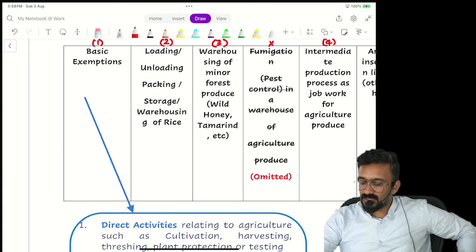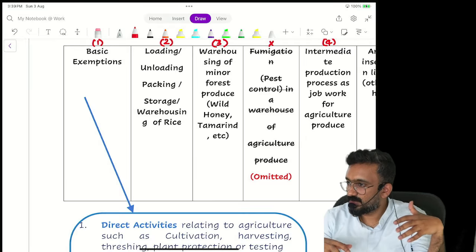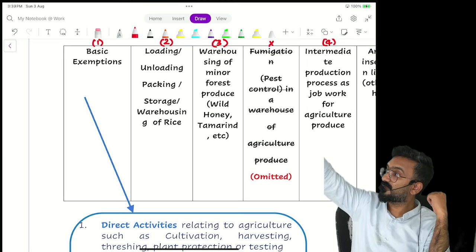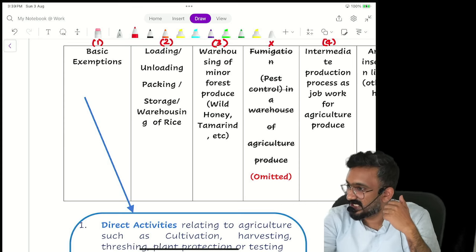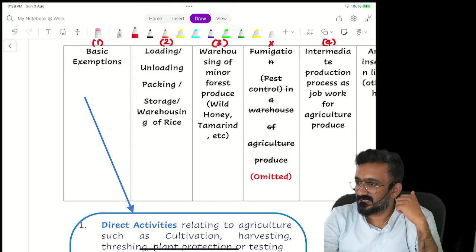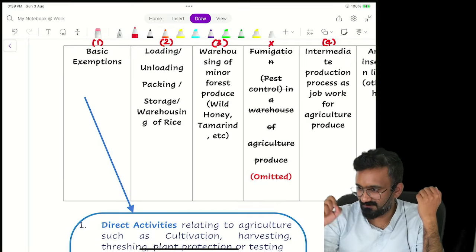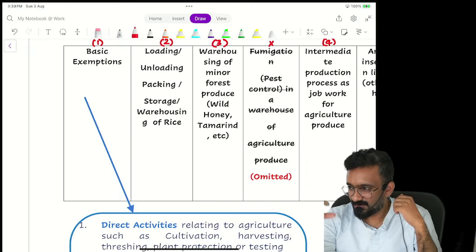What is minor forest produce? There are two types of produce. One is agriculture produce, which is cultivated and then taken out. Then there is some produce which is procured from the forest and then stored. Wild honey, tamarind. Okay, what is tamarind? Seeded tamarind, puli, right? Puli is the Malayalam word as well. Puli is the correct word.